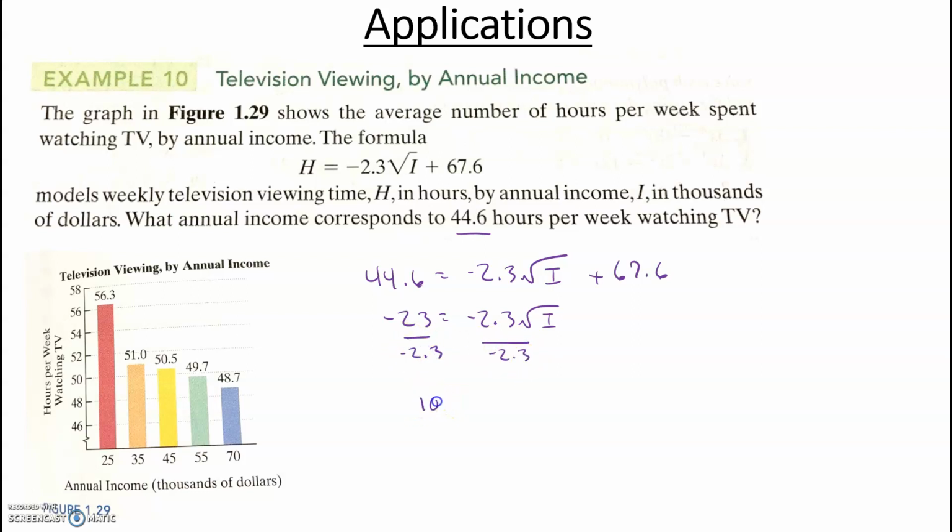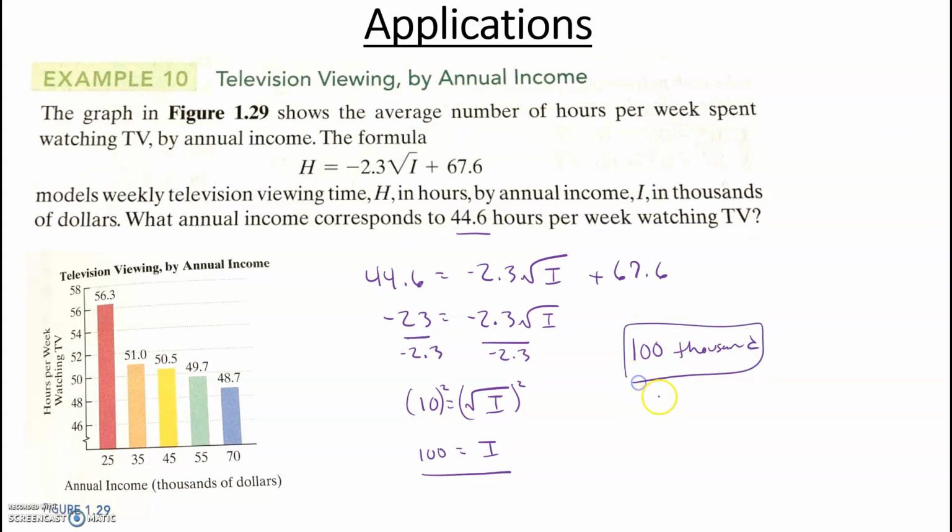And we get 10 equals the square root of I. We're going to square both sides. So you get I equals 100. So your income being 100, let's see. Sorry, income in thousands. So 100,000. And you can put some zeros in there if you want. $100,000 income is what corresponds to watching 44.6 hours of TV a week.